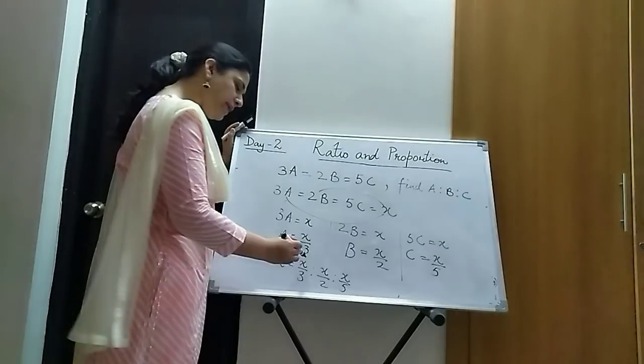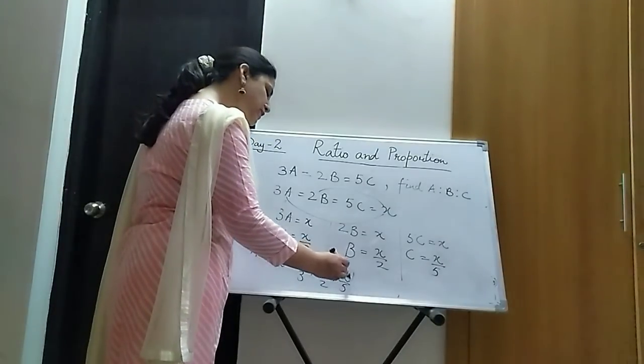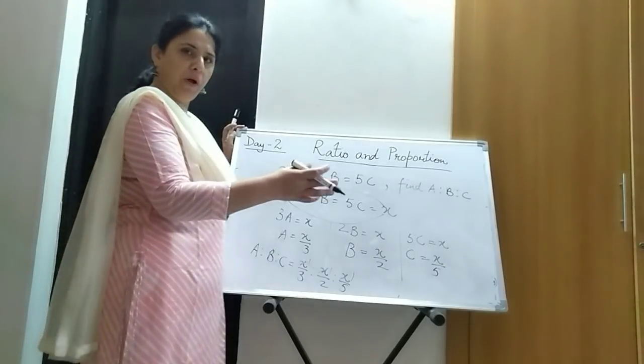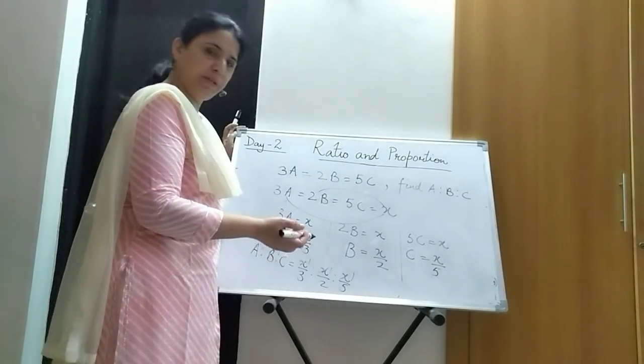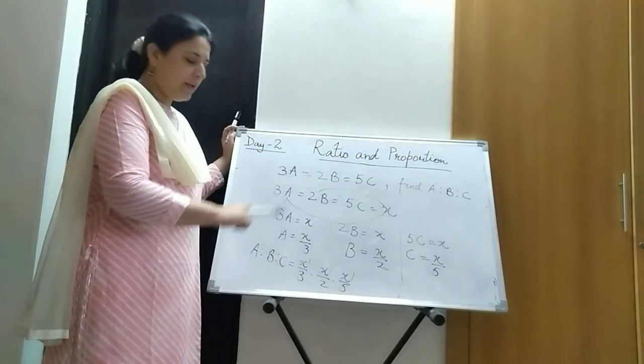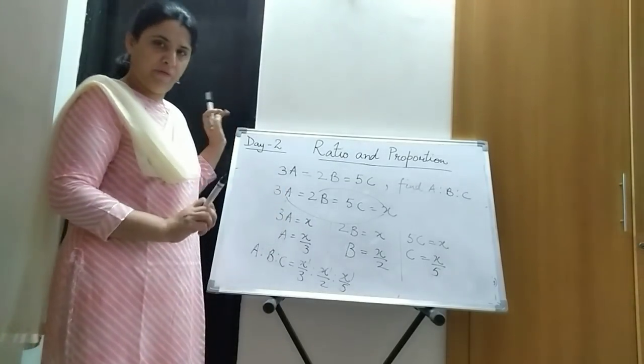Now you can easily remove this X and make it 1, because if you take X common, X is the same in all. We're just reducing the fraction to the simplest form. So X is 1, and the ratio is 1 by 3 is to 1 by 2 is to 1 by 5.